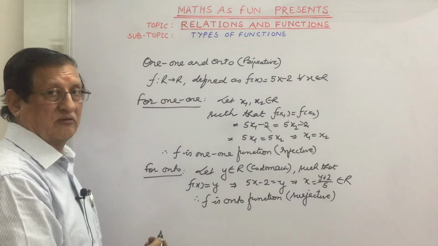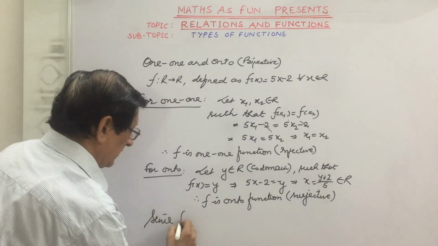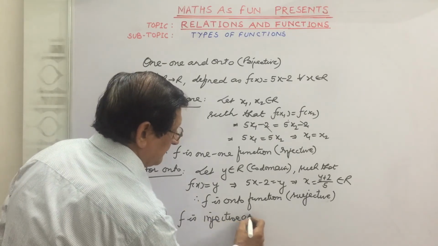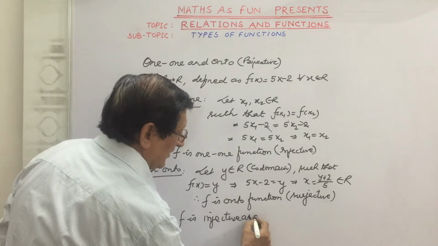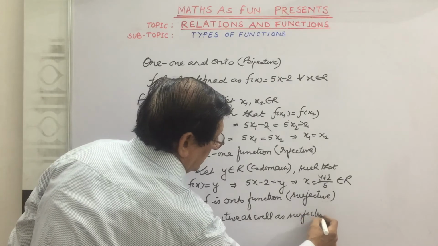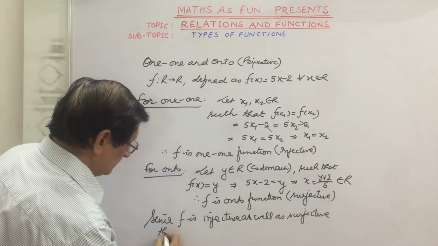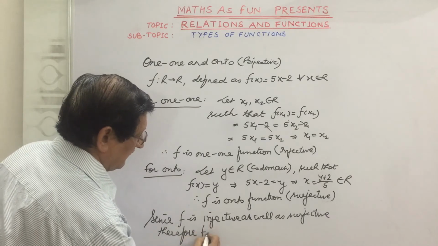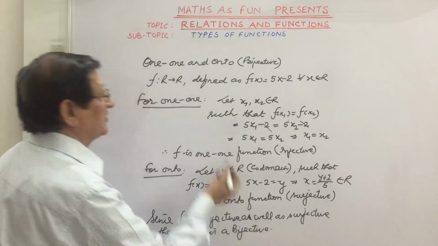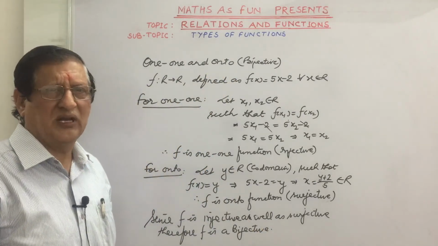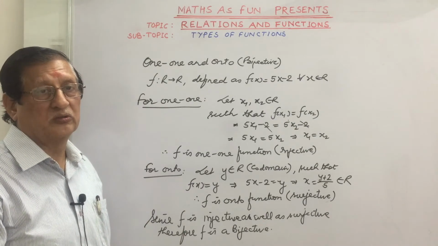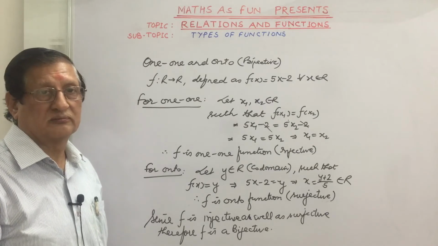At last what we'll write? Now we'll write, since f is injective as well as surjective, therefore f is bijective, or we can say one-one and onto function. Like this we can prove or find out whether a given function is one-one and onto, bijective or not.